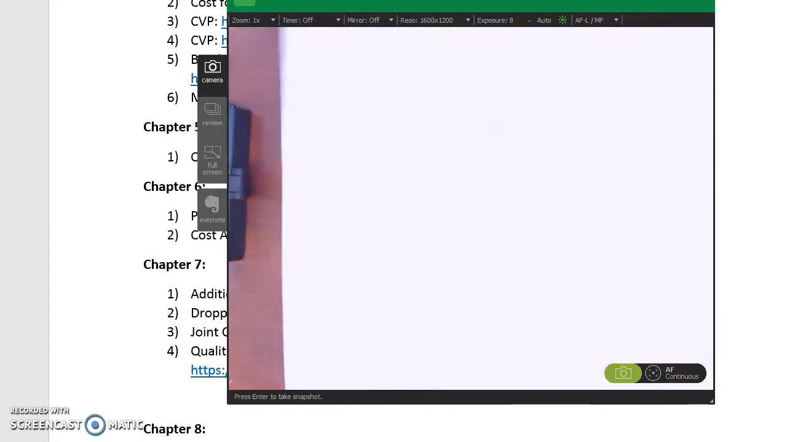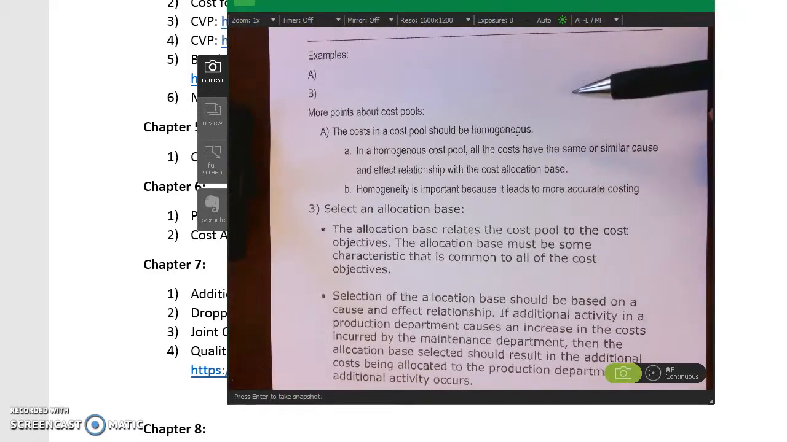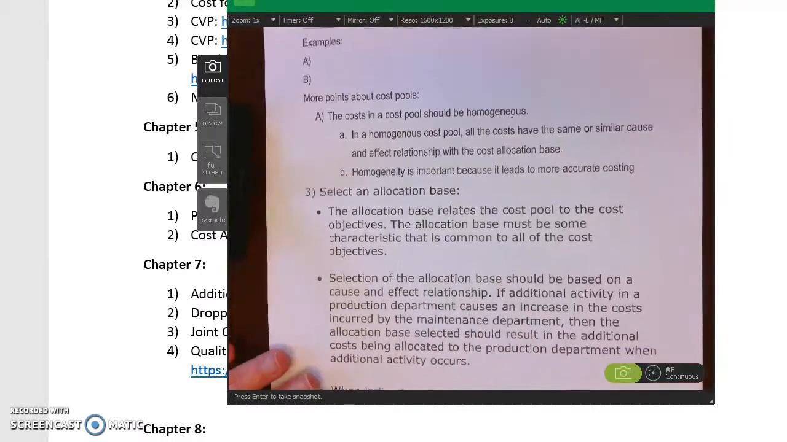Some additional points about cost pools. The costs in the cost pools should be similar. Okay? We would not want to put all the costs of the art department and all the costs of the janitorial department in one cost pool and allocate it out. Because then that makes it hard to figure out, if you get a cost allocation that's a lot higher one month than another month, who do you hold accountable? Who do you go talk to? The art department or the janitorial department? It's just too broad. You can't figure it out. So it makes holding people accountable harder. Okay? And it also leads to more accurate costing.